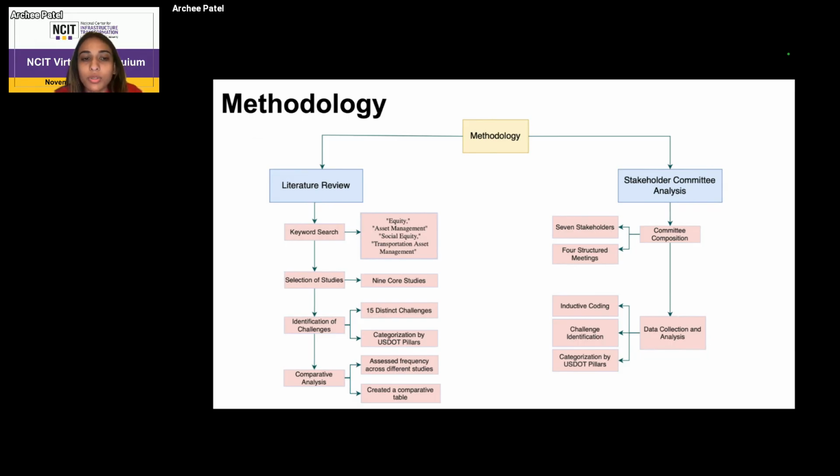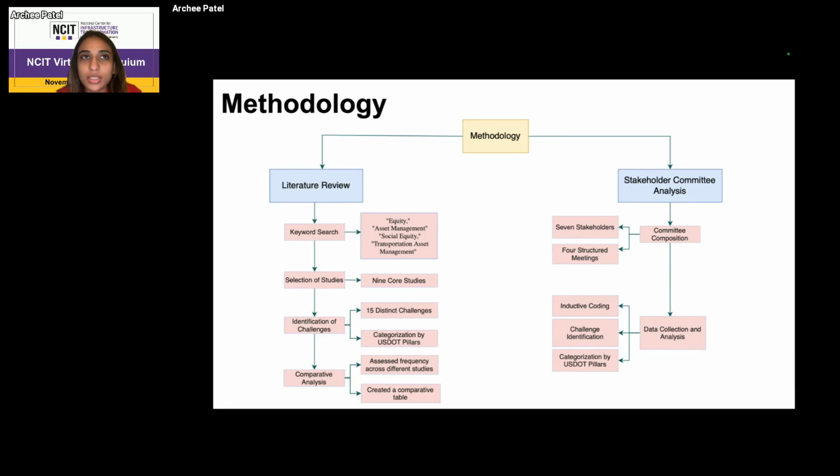Through this, I found 9 core studies which were related to this topic, and out of those studies, I found 15 different challenges. I then categorized those challenges as per the USDOT Equity Action Plan's 5 pillars. For the stakeholder committee analysis, I analyzed the results provided by the stakeholder committee.